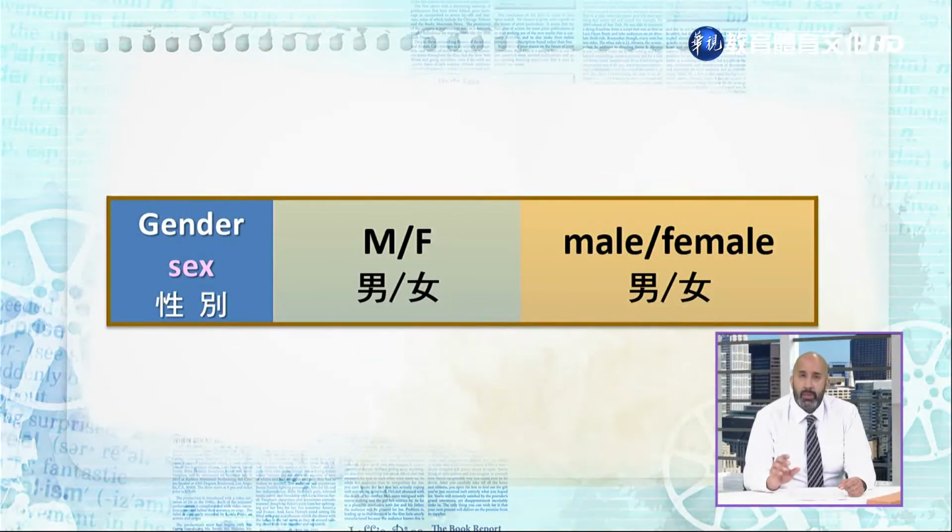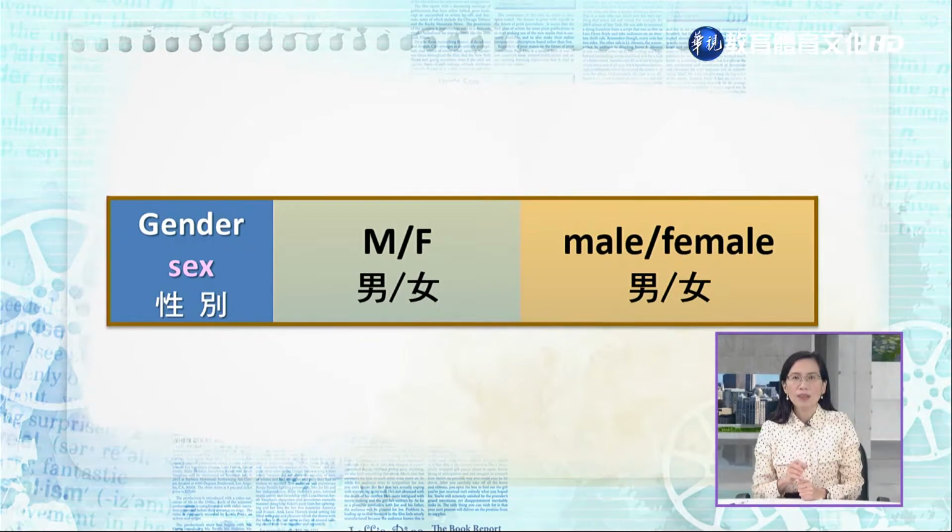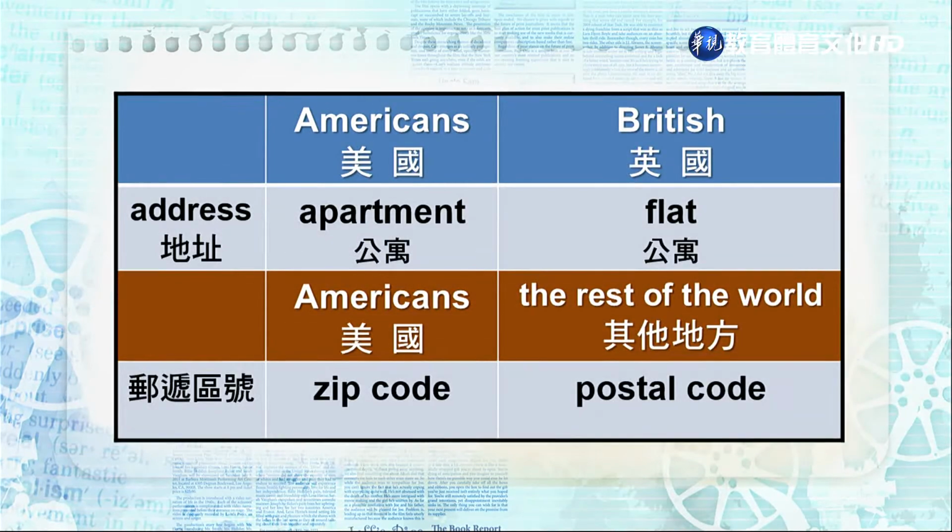Now, some forms will ask you your gender or your sex, and you'll see the abbreviation M/F for male or female. Male is M, female is F. Now onto your address.